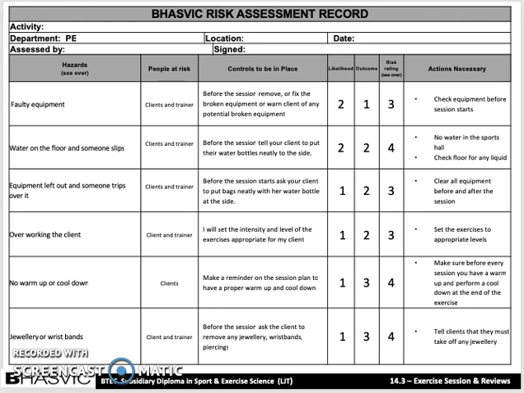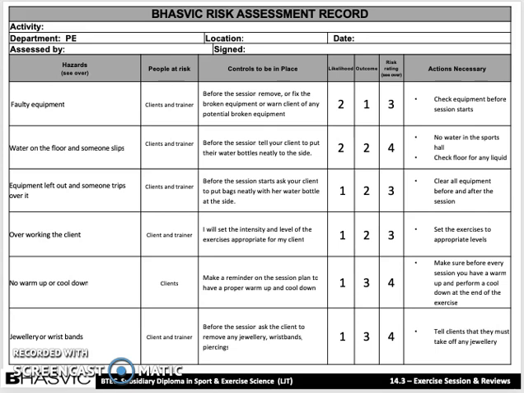Water on the floor and someone slips over. People at risk: clients and trainers. Controls to be in place: before the session, tell your client to put their water bottles neatly to the side of the court. Likelihood 2. Outcome 2. Risk rating 4. Actions necessary: no water in the sports hall. Check the floor for any liquids.